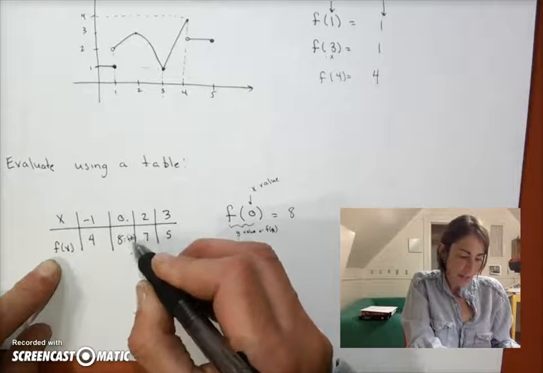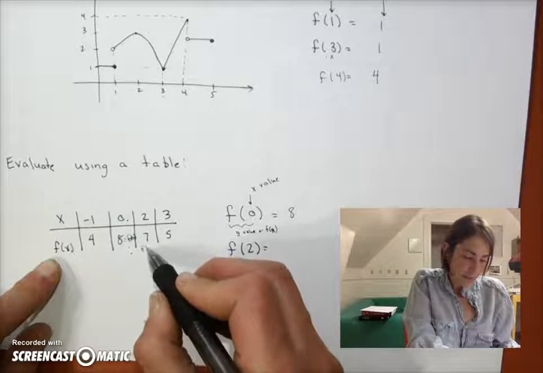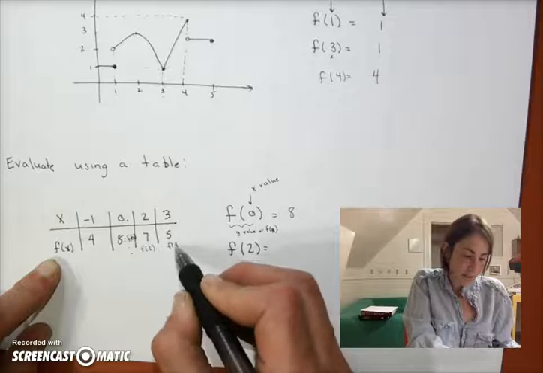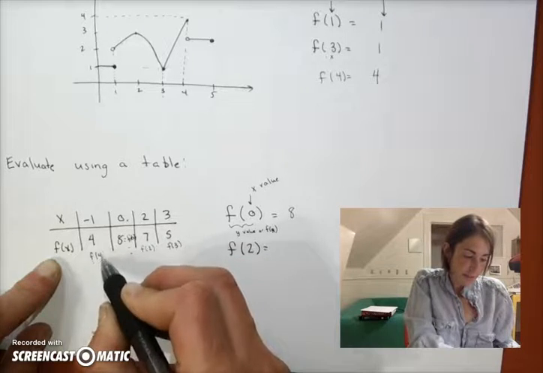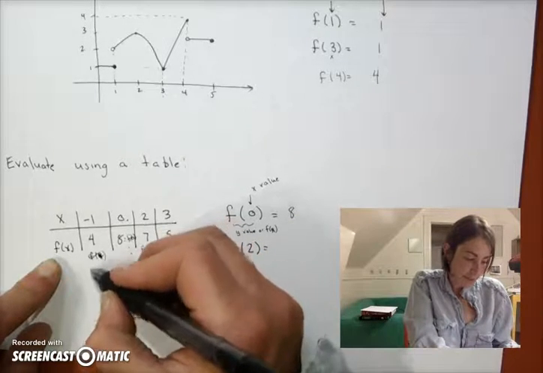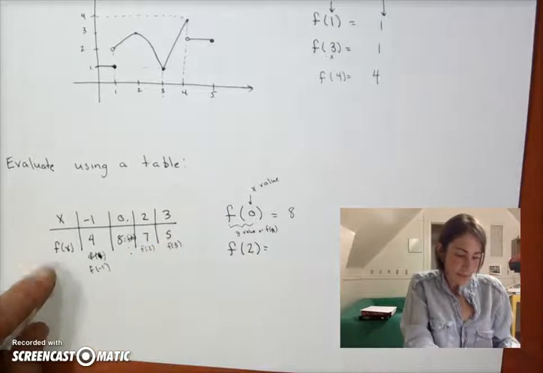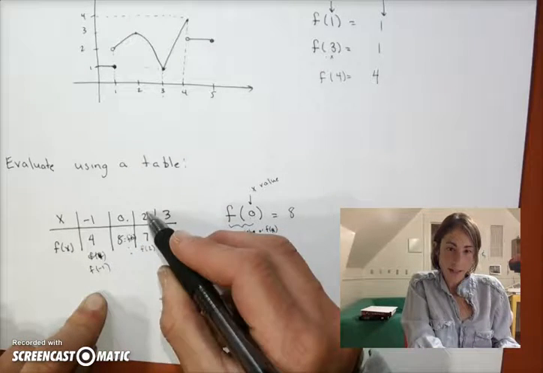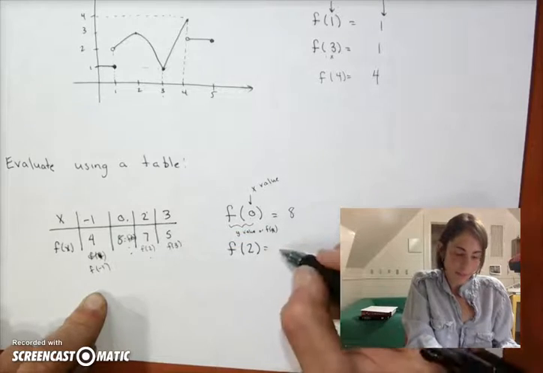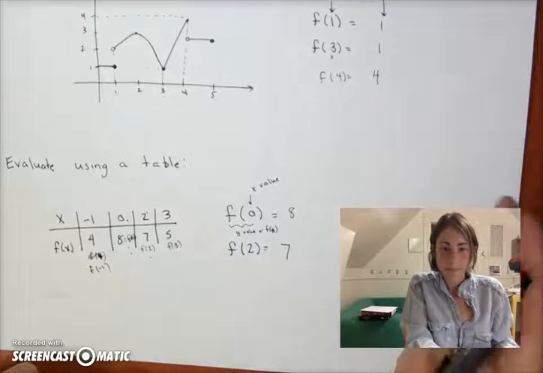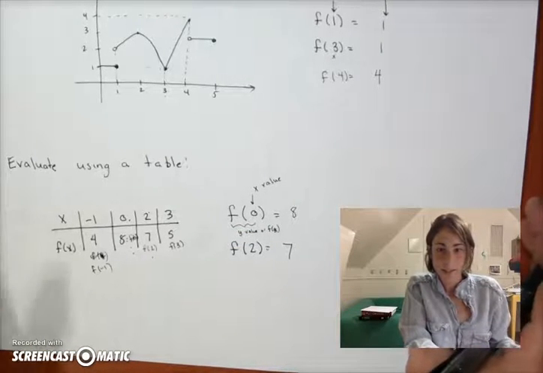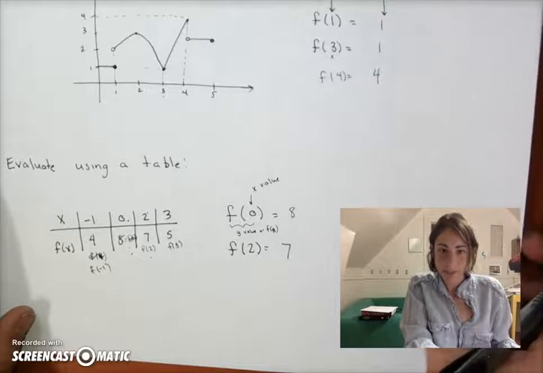So we can think of that as f of 0. This one is f of 2. This one is f of 3. This one is f of 4. I mean f of negative 1, sorry. So f of 2, when x is 2, f of 2 is 7. And that's all there is to the table example. So tables are pretty easy.